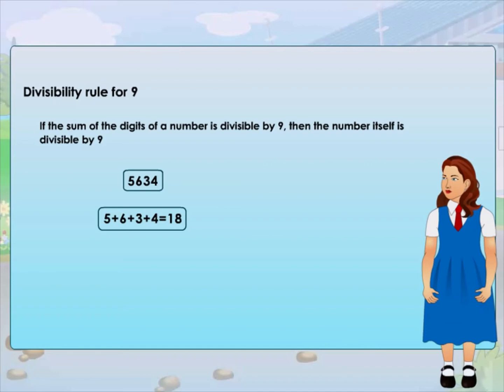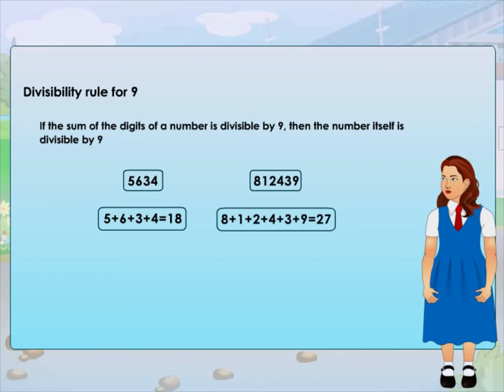Consider the number 8,12,439. The sum of the digits of this number, 8 plus 1 plus 2 plus 4 plus 3 plus 9 is equal to 27, which is divisible by 9. Therefore, 812,439 is divisible by 9.